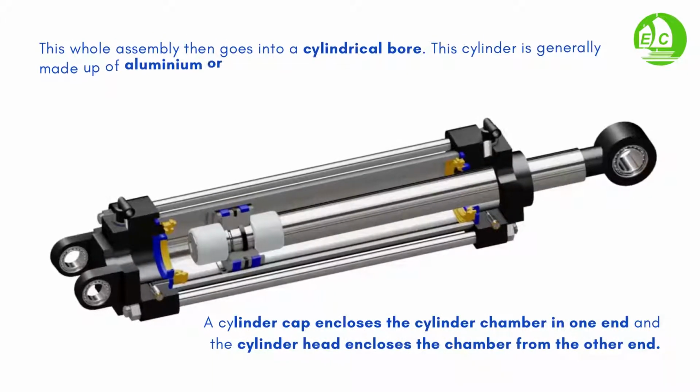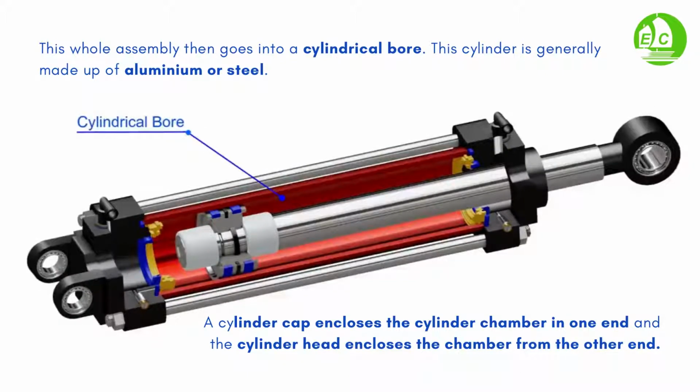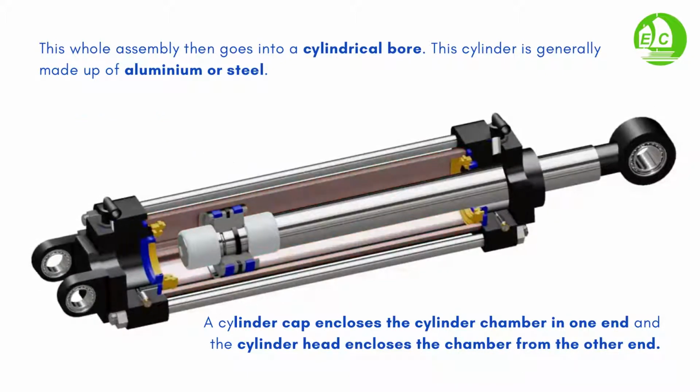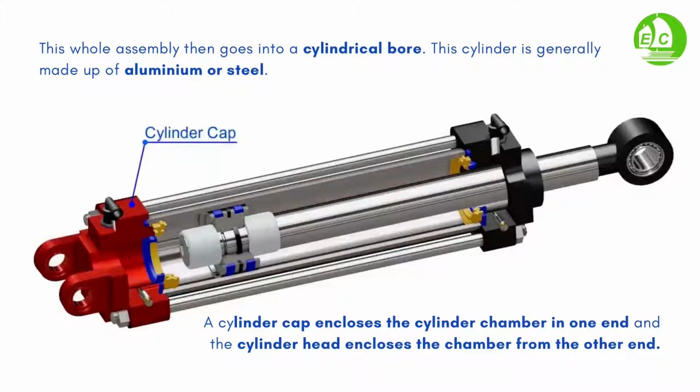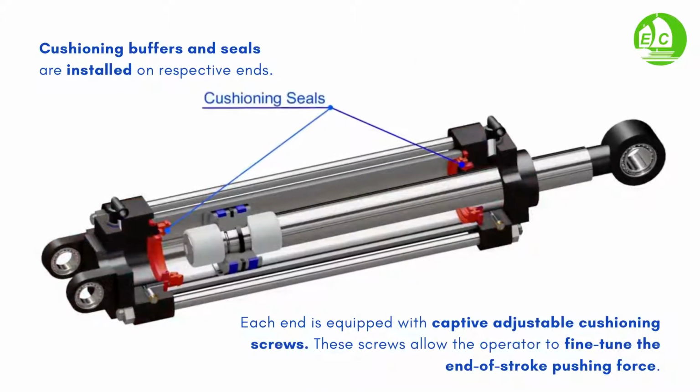This whole assembly then goes into a cylindrical barrel. This cylinder is generally made up of aluminium or steel. A cylinder cap encloses the cylinder chamber at one end, and the cylinder head encloses the chamber from the other end. Cushioning buffers and seals are installed on respective ends.